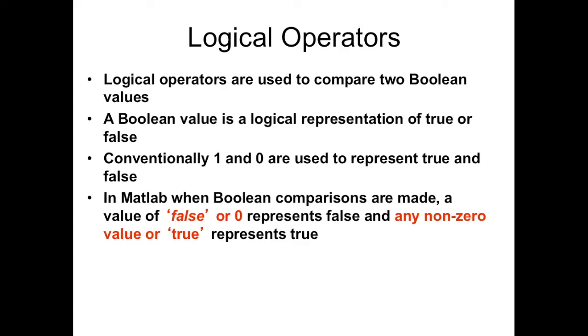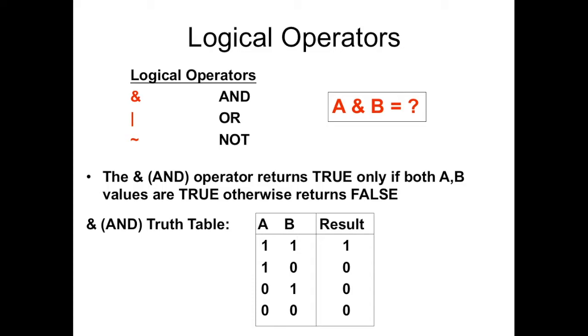In Matlab, when comparisons are made, a Boolean value is expected. If it's false, it will be represented by the word false or 0, or otherwise it'll be represented as a non-zero value or true. These are some of the logical operators that you can use to make Boolean comparisons: the AND operator, the OR operator, and the NOT operator.